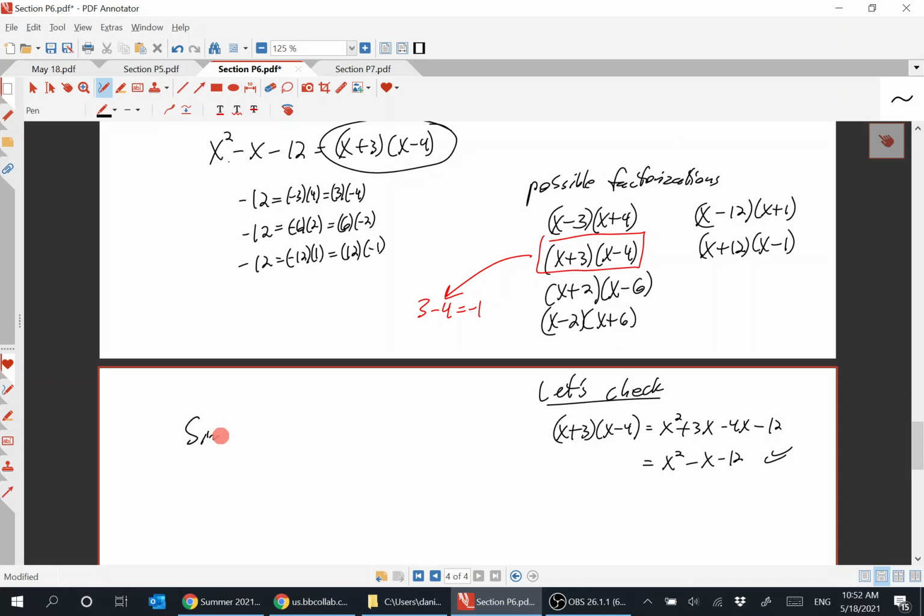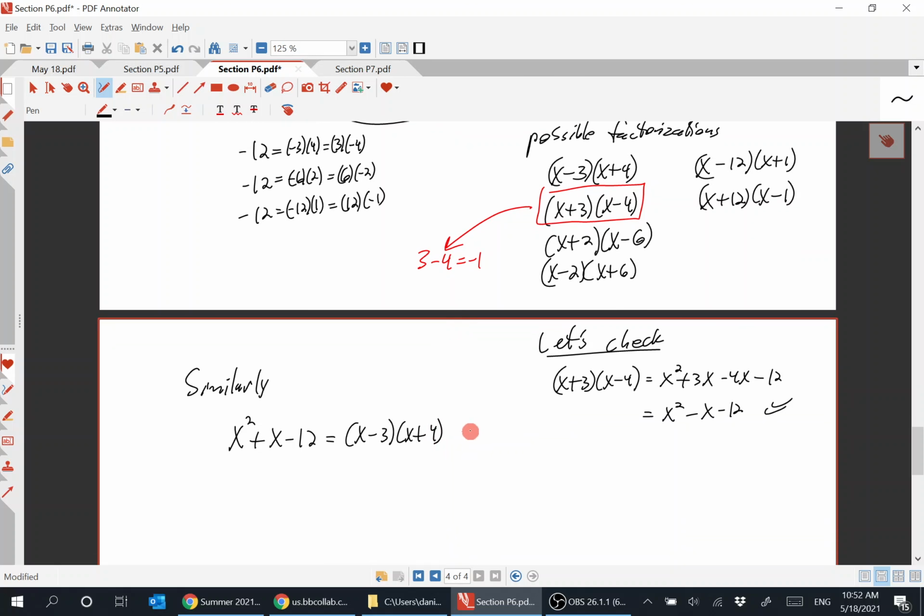Similarly, x squared plus x minus 12, right? X squared plus x minus 12 is going to be x minus 3 times x plus 4. Right? Because minus 3 times 4 is minus 12, and minus 3 plus 4 is positive 1, and that's the coefficient on the x.